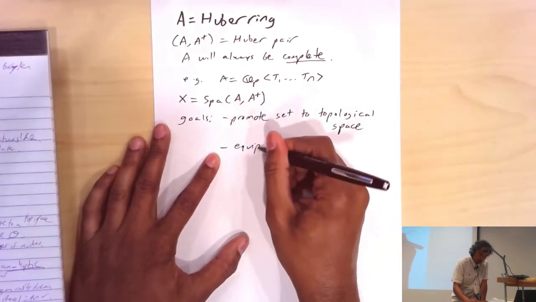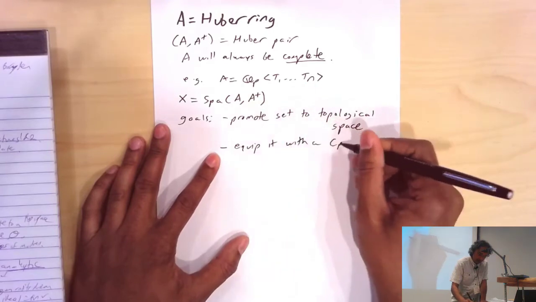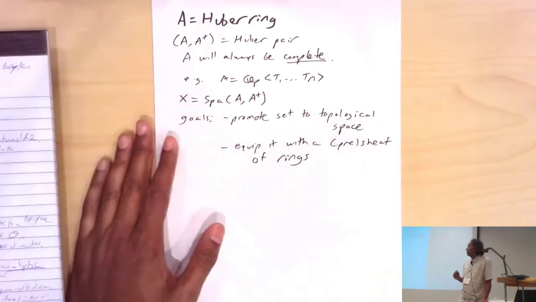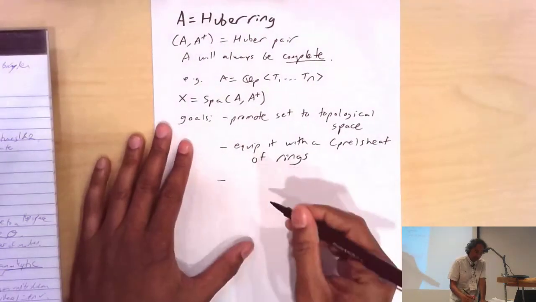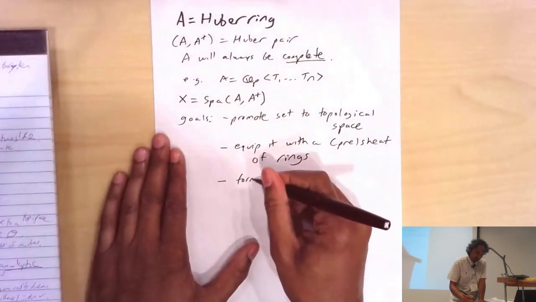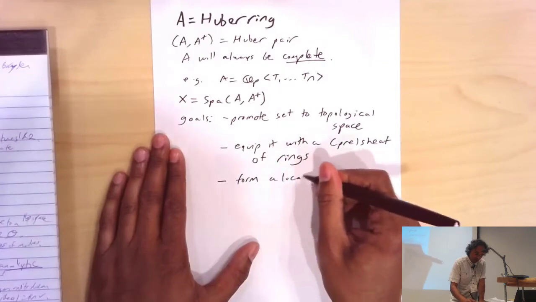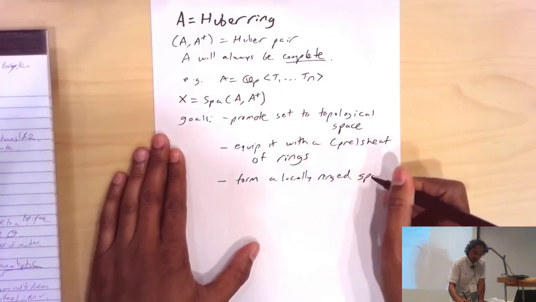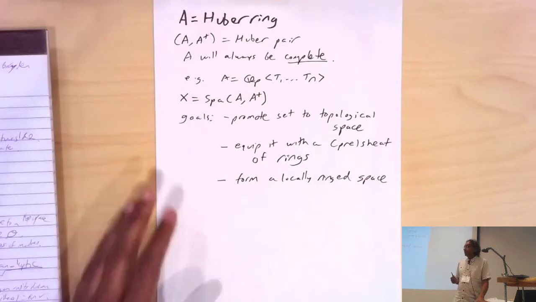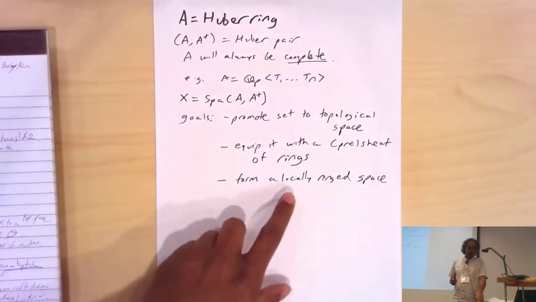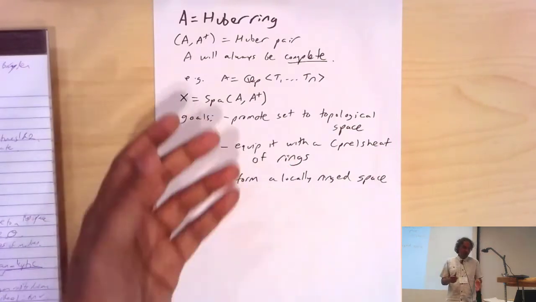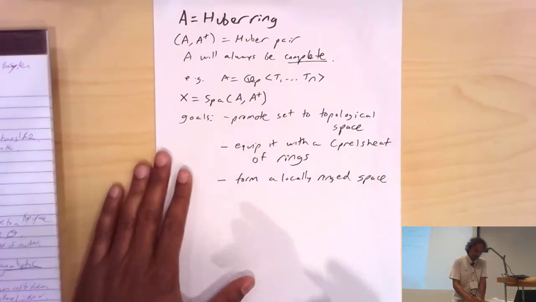Equip it with a sheaf of rings, but I'm giving away the game a little bit here. And then once we've done that, then we can more or less formally form a locally ringed space. So this is all parallel to what we would do to go from rings to schemes. We want to turn rings into spaces by building associated topological spaces and putting sheaves of rings, sort of providing functions on those spaces which correspond to the original ring we started with and certain associated guys, which we'll introduce.